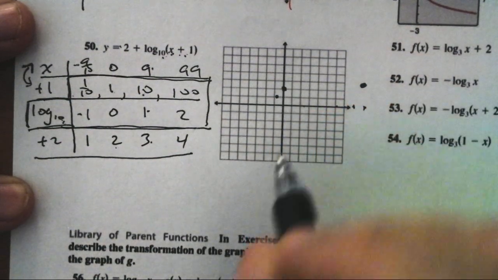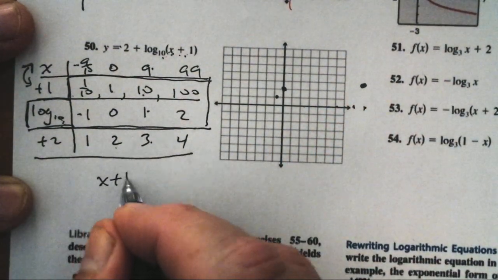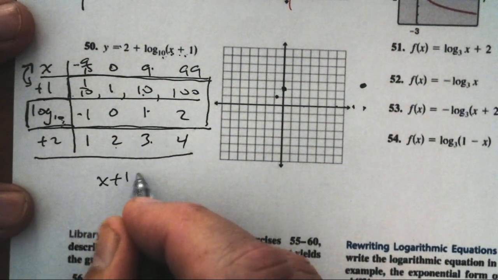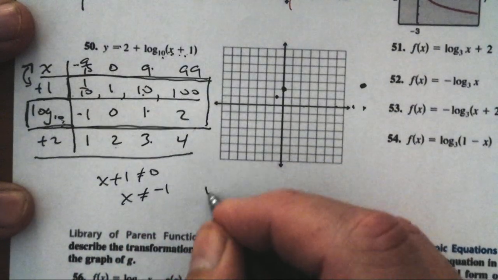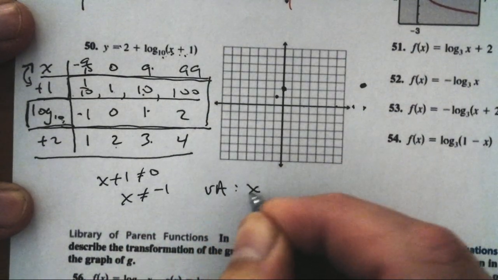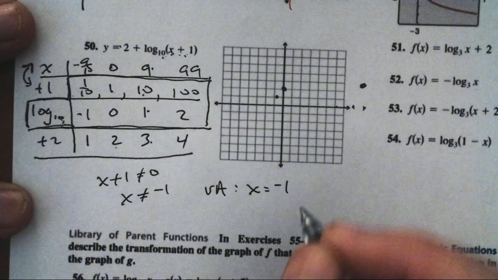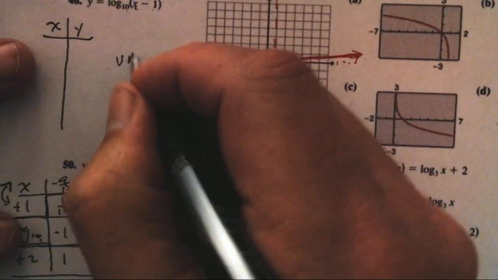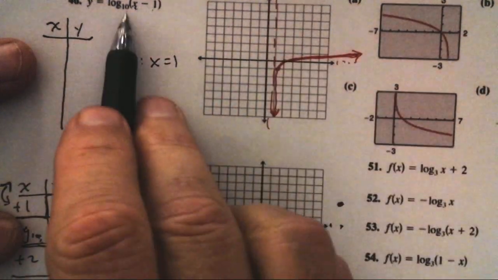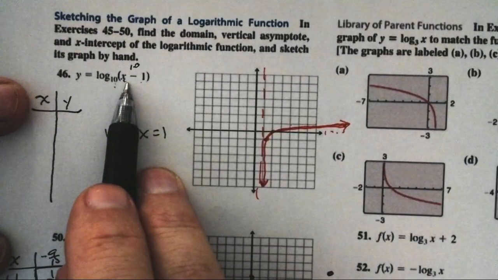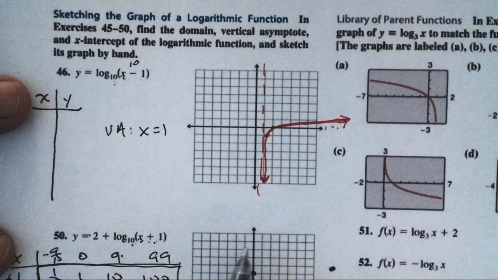But maybe the most important thing to note here is that x plus 1 has to be greater than 0. It can't be 0, so x may not be -1. And we have a vertical asymptote at x equals -1. Just like up here, we had a vertical asymptote of 1. X can't quite get to 1. All right, we're going to come back down to this, wrap up the graph on that for a minute.